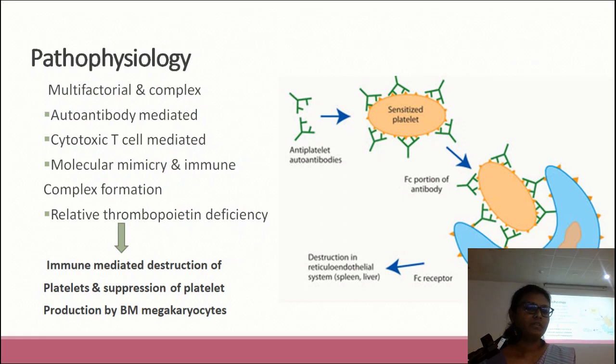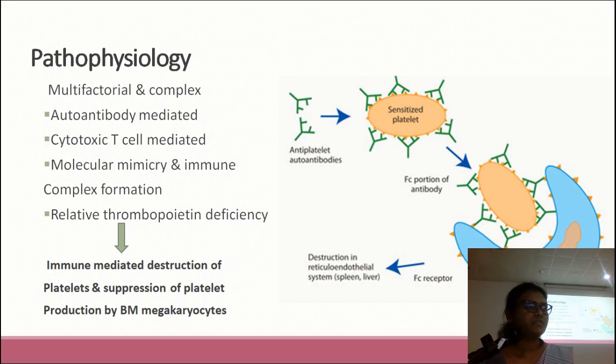Pathophysiology of ITP is multifactorial and complex. So it is autoantibody mediated: antiplatelet autoantibodies sensitize platelets, and destruction occurs through the reticuloendothelial system. And it is cytotoxic T cell mediated, again a type of immune destruction. Molecular mimicry and immune complex formation are normally seen in viral infection and H. pylori infection. Antibodies produced against the pathogen cross-react and destroy platelets.